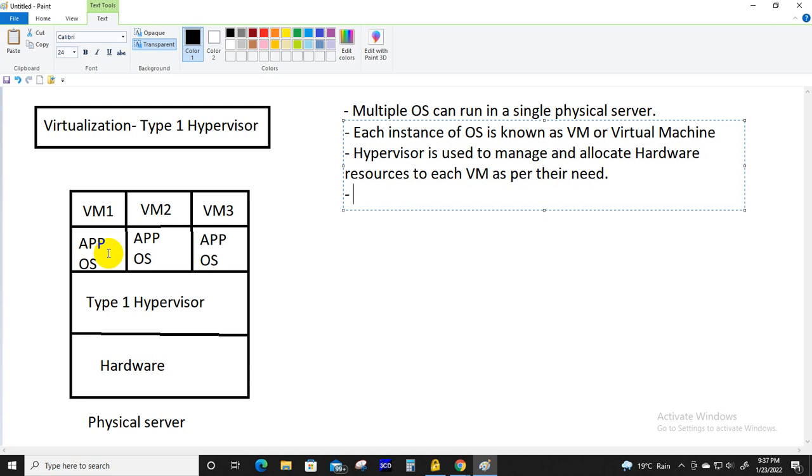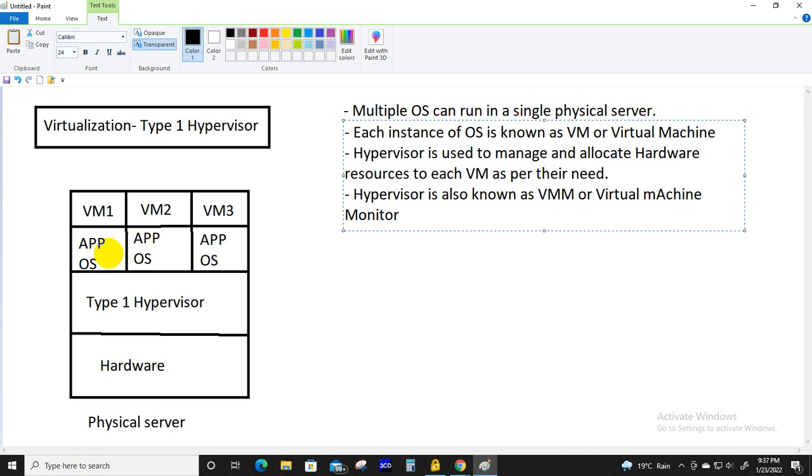This hypervisor is also known as VMM. What is VMM? Virtual Machine Monitor. Actually, it monitors all the virtual machines. It monitors all the VMs over it.